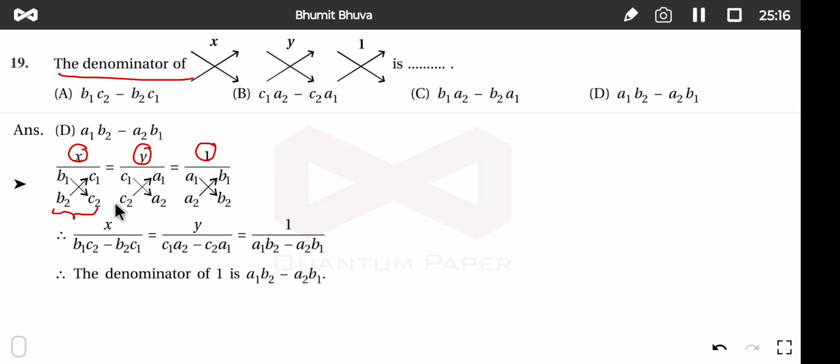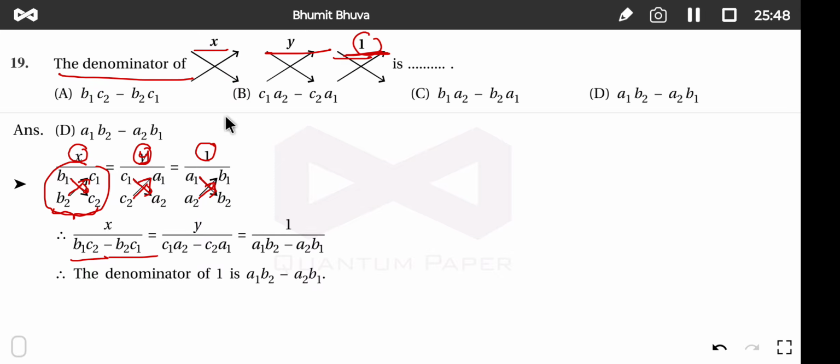Okay, so x upon, we are writing this number, so cross multiplication of b1 b2 and c1 c2 is nothing but b1 into c2 minus b2 into c1, and here denominator of y is c1 into a2 minus c2 into a1, and denominator of 1 is a1 b2 minus a2 b1. So out of these 3, the denominator of 1, I think in the question there is some mistake. Either the question is what is the denominator of x, y or 1. Here it is asking what is the denominator of 1, let's say. Then the answer is denominator of 1 is a1 b2 minus a2 b1. So the correct answer is D.